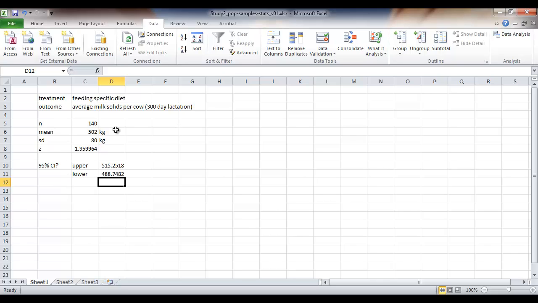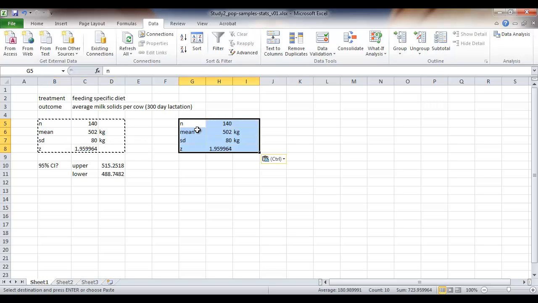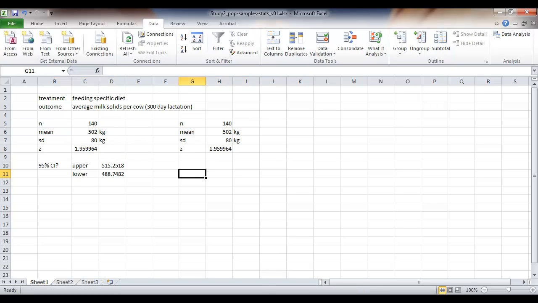But what about if we've got fewer animals? So if we copy these cells, we'll repeat them over here, but now say, for example, that we've only got 20 animals sampled, so n is now 20. The same results are returned with a mean of 502 and a standard deviation of 80, and again we want to calculate the 95% confidence interval.